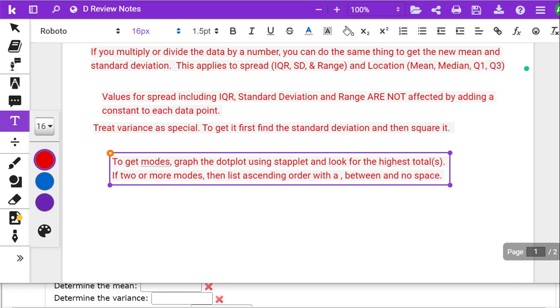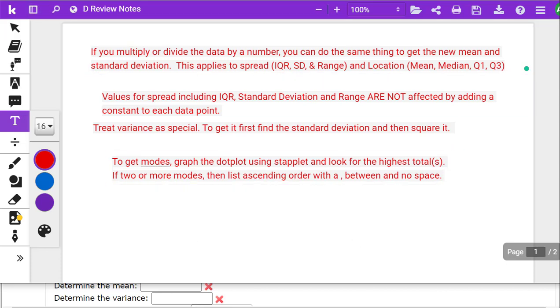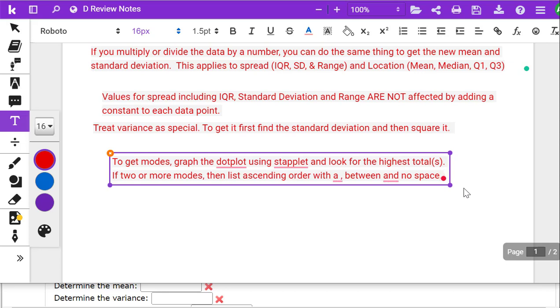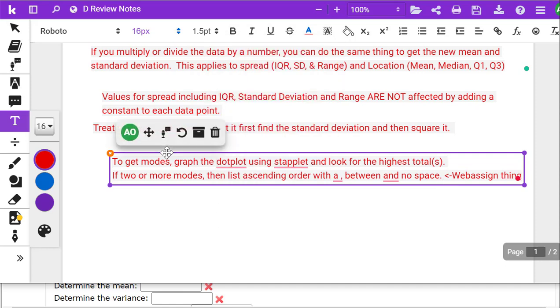All right. So this is not a statistics thing. This is more like an entering it in WebAssign thing, all right? So this is a WebAssign thing, not a stats thing, all right? Just so you know what's going on there.